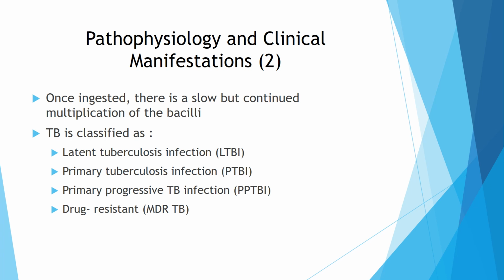So TB has classifications, and latent tuberculosis is classified as LTBI. Primary tuberculosis infection, PTBI. Primary progressive TB infection, PPTBI, and then drug resistant, which is MDR-TB.